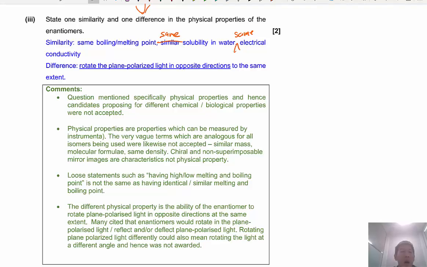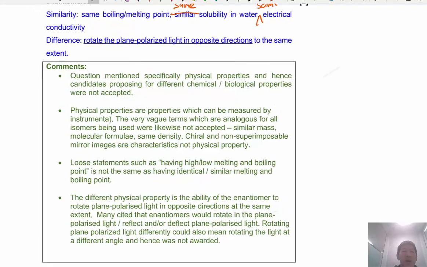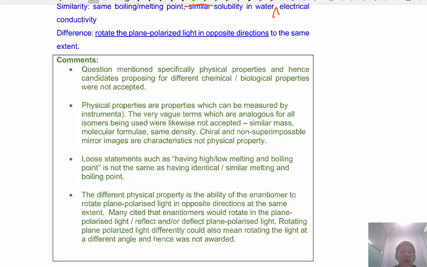Take a while to pause and read through and look at the comments. These are some of the common mistakes that we see in students' answers. I'm not going to pause here. You can pause. Okay, I'll move on.